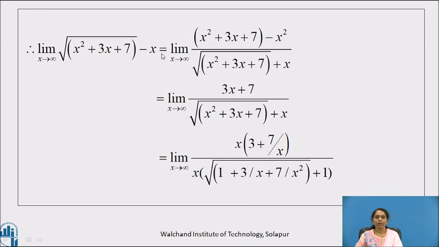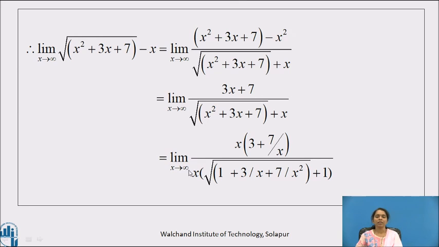After doing so, we will simplify it as limit x tends to infinity, numerator x square plus 3x plus 7 minus x square whole divided by square root of x square plus 3x plus 7 plus x. That is equal to limit x tends to infinity, 3x plus 7 whole divided by square root of x square plus 3x plus 7 plus x.